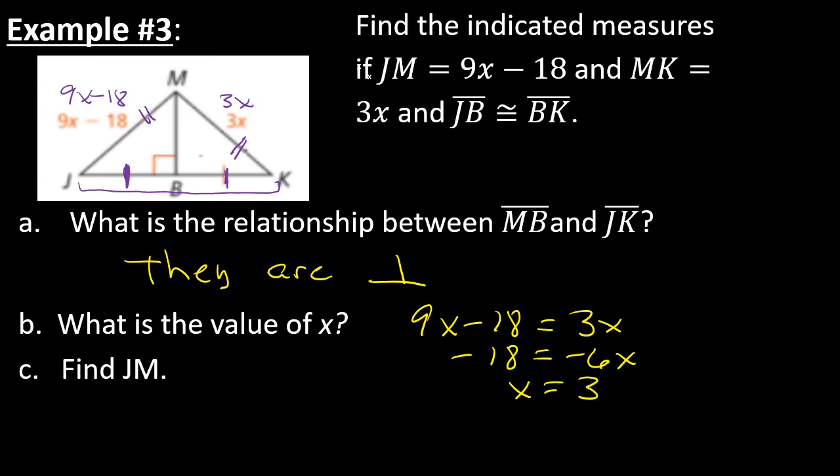And if I want the value of JM, let's see if I can get this right this time, you're going to take 9 times 3 and you're going to subtract 18. So 27 minus 18 is going to be 9.